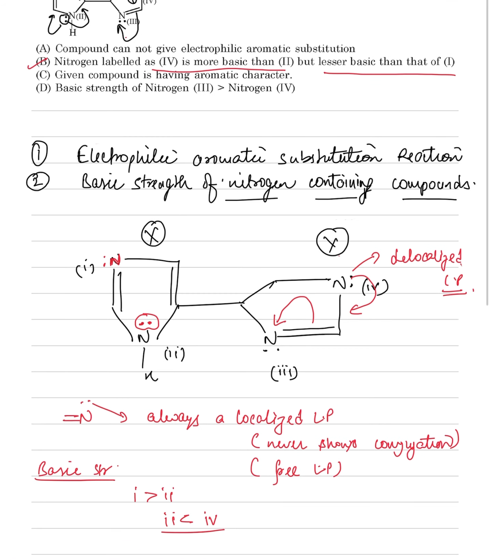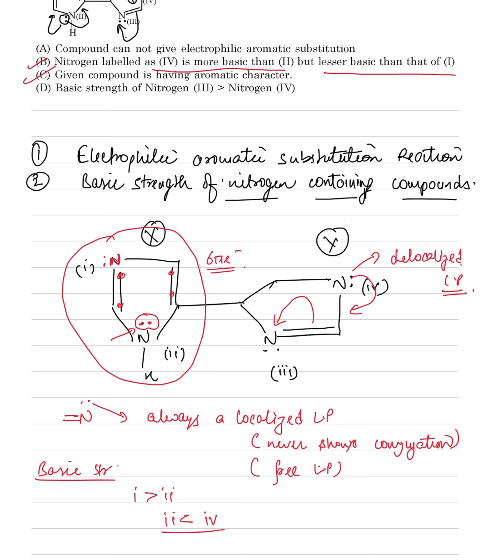Next, in option C, the given compound is having aromatic character. That is also correct because if you look at the ring X, in the X ring, this one, how many pi electrons are there? If you see, there are a total of 1, 2, 3, 4, 5, 6. There are 6 pi electrons. Hence, it follows the Huckel rule, right? And that means it is having the aromatic character.